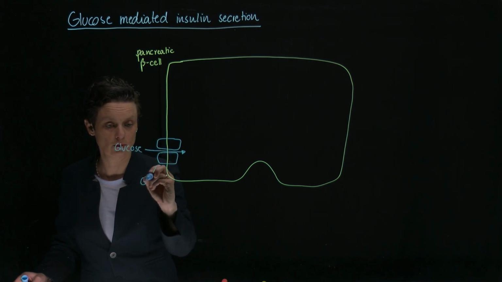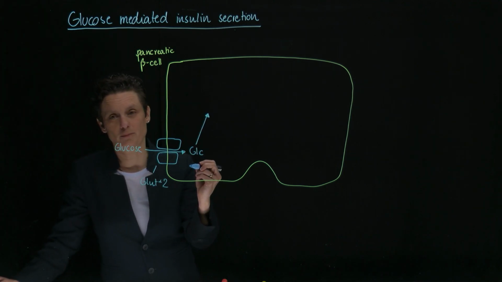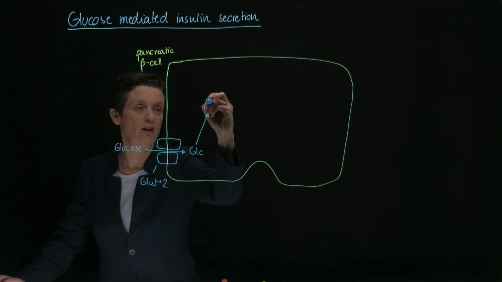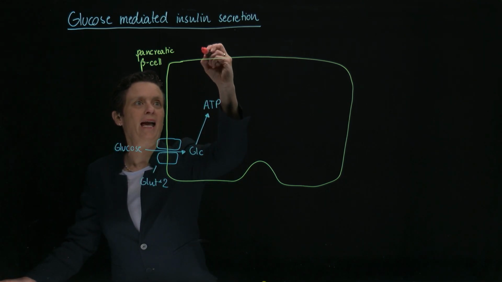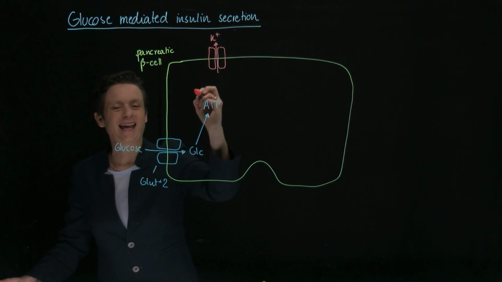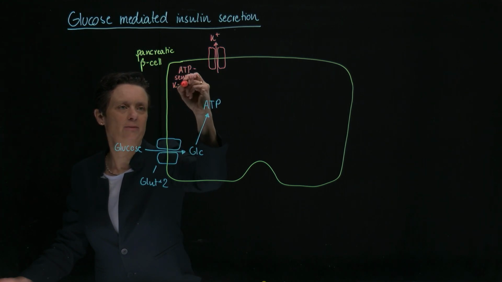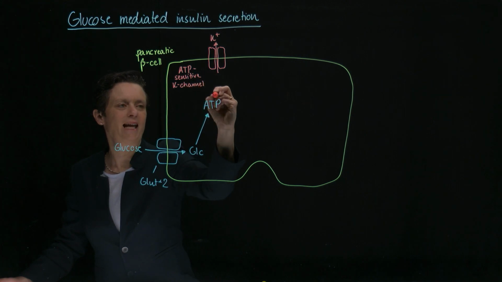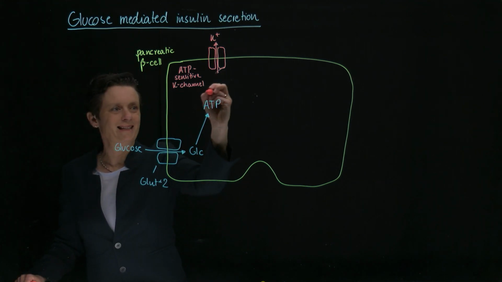And this is GLUT2, and it takes up the glucose. The glucose is broken down by glycolysis to generate ATP, so we're generating energy in the form of ATP. And here we have potassium channels. Potassium leaves the cell, and these channels are ATP sensitive, so they're called ATP-sensitive potassium channels. Once the ATP rises, this channel is going to close.